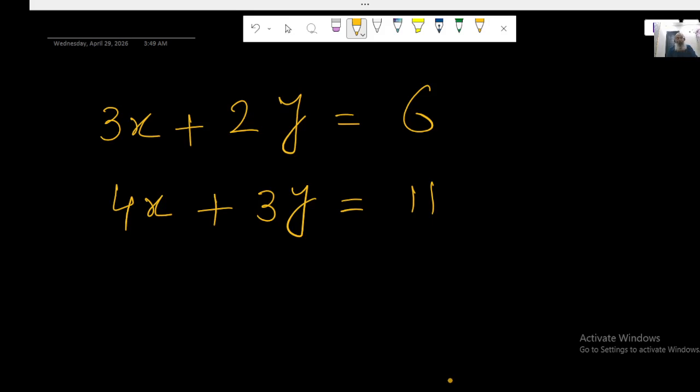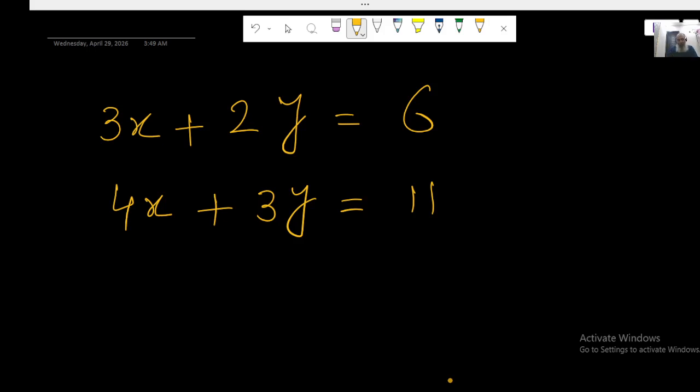And then we will subtract one equation from the other to remove that variable so that we can find the value of one variable. And only then we can put the value of the known variable into one of the equations to find the value of the second variable. This method is called the method of elimination. So let's see how it proceeds.